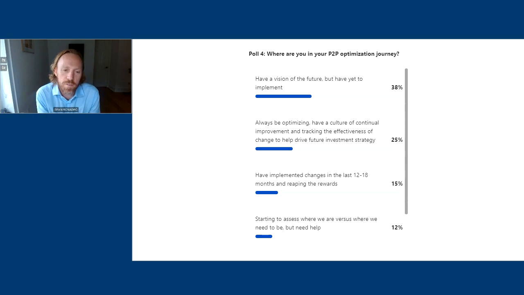All right. And Brennan is the lucky winner at 38% for the vision for the future, but yet to implement. And fantastic to see so many people in A where they feel like they're really driving where they want to be.